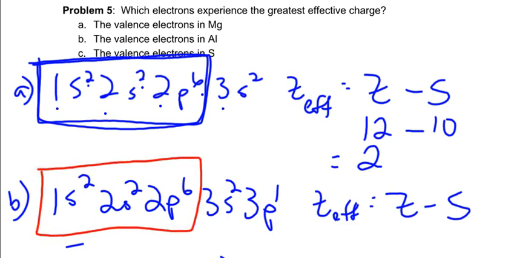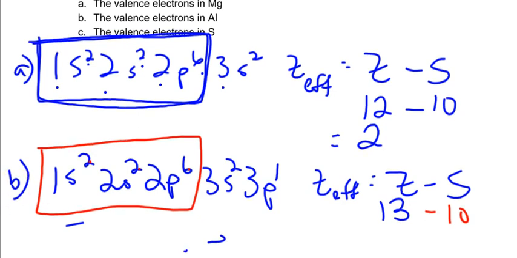So how many are here? Well, what's 2 plus 2 plus 6? That's 10, right? But how many protons does aluminum have? 13. This is the atomic number, isn't it? So what does that become? Well, what's 13 minus 10? That's equal to 3. So right now you can say aluminum has a greater effective nuclear charge than magnesium does.